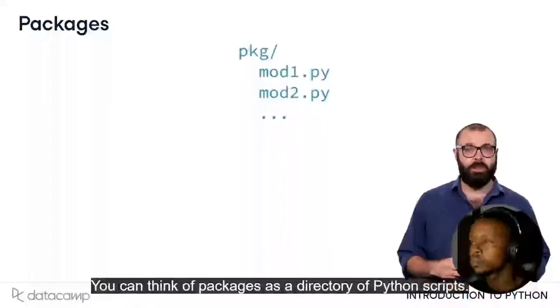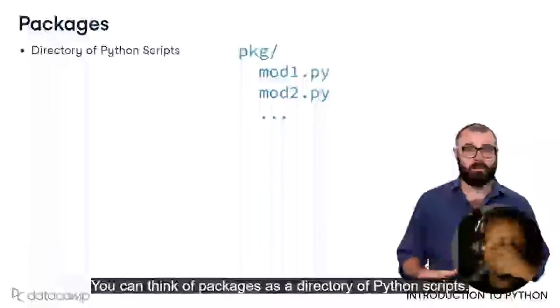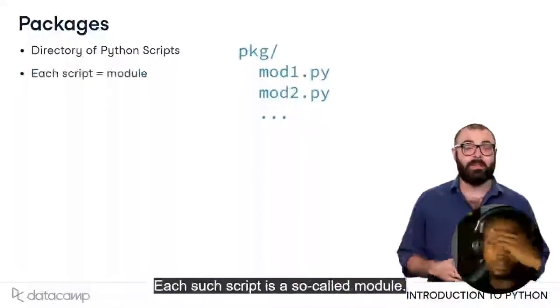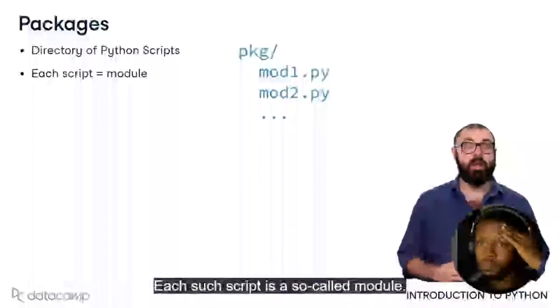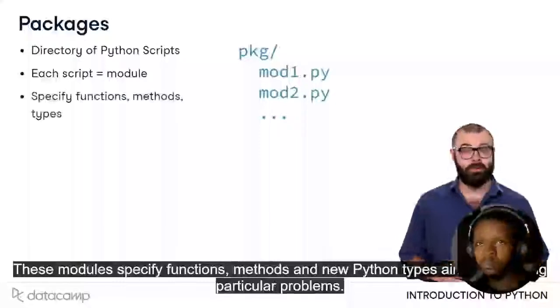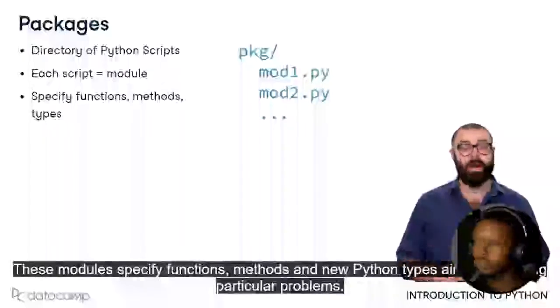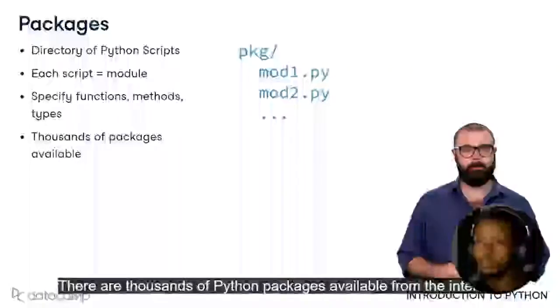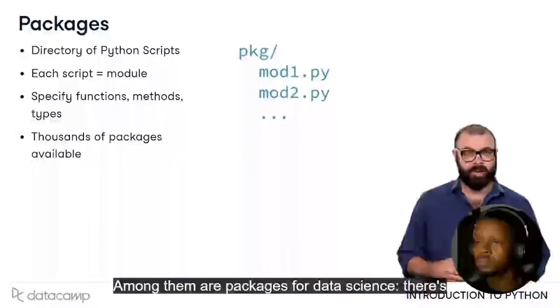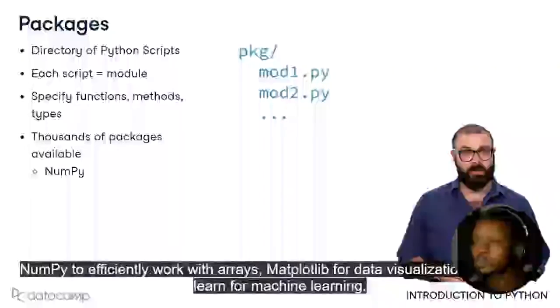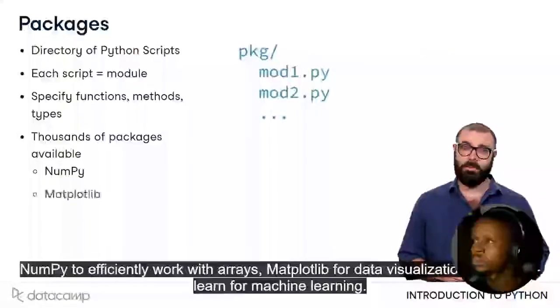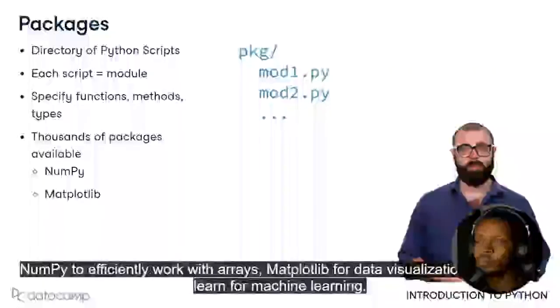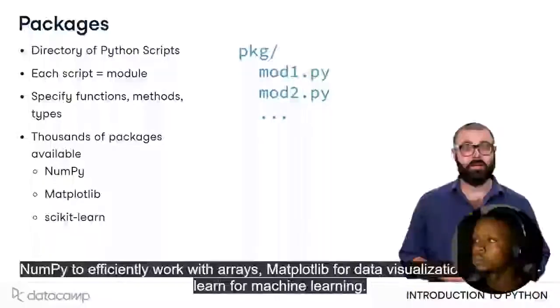You can think of packages as a directory of Python scripts. Each script is a so-called module. These modules specify functions, methods, and new Python types aimed at solving particular problems. There are thousands of Python packages available from the internet. Among them are packages for data science. There's NumPy to efficiently work with arrays, Matplotlib for data visualization, and scikit-learn for machine learning.